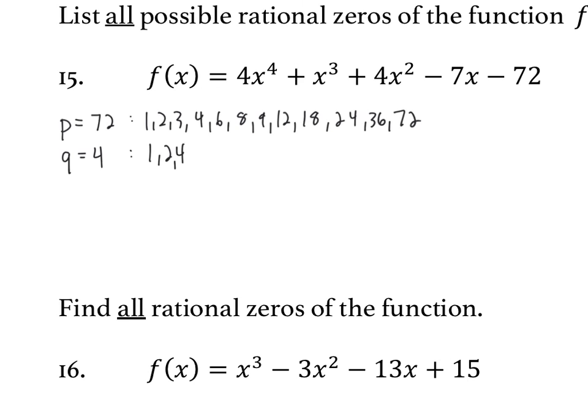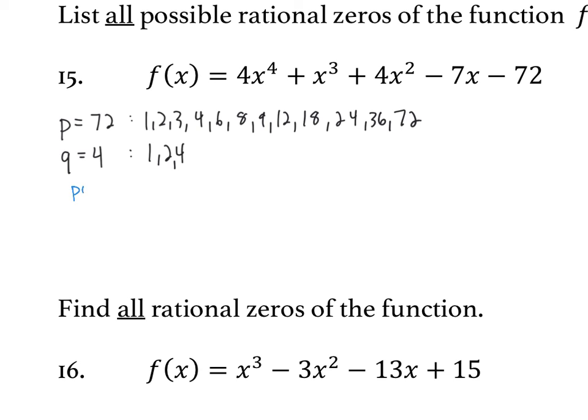Okay, and then now to get the possible rational roots. So you do take every combination of these numbers, each of these numbers divided by each of these numbers, and try to go in a systematic way so you don't skip over some or forget some. So you could do it two ways.